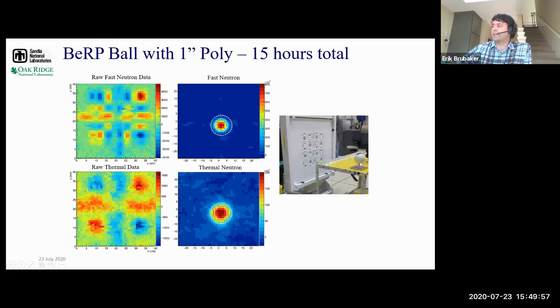So what happens if we put an inch of polyethylene around the Burke ball? This happened to be a long, overnight measurement, so we get very high quality images here, both in the raw data on the left and the reconstructed image on the right. Again, in the fast neutrons we see the smaller extent of the Burke ball, whereas in the thermal neutron image, we see the larger size of the moderating polyethylene.